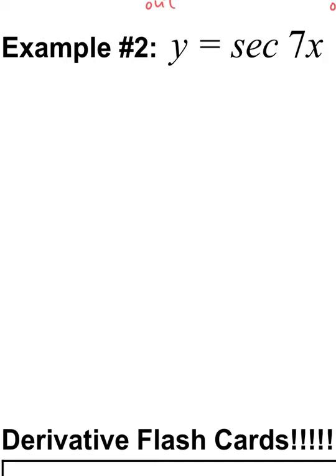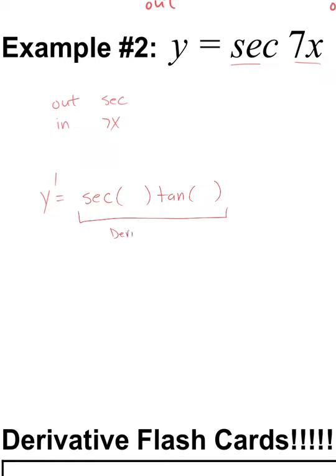Okay, secant of 7x. Well, there's only two functions, 1, 2, and there's only one variable, so that is a chain rule. My outer function is secant, and my inner function is 7x. All right, now here is a little bit different. The derivative of the secant is secant x tangent x. It's two functions. And you can never put in an x when you take the derivative of the outer. So we do the secant of something and the tangent of something. All right, that is the derivative of the outer.